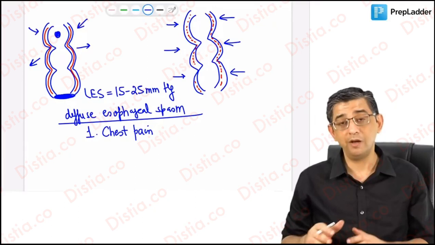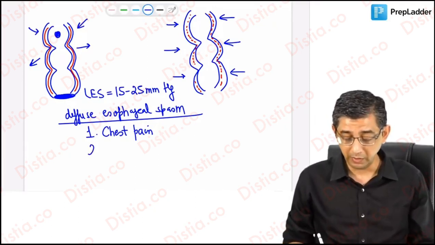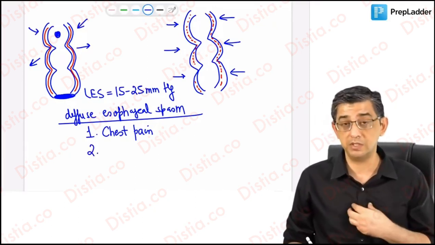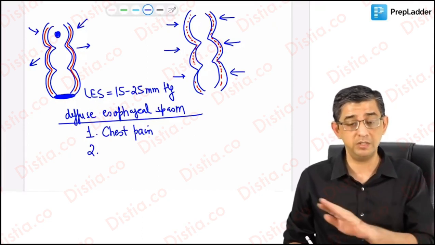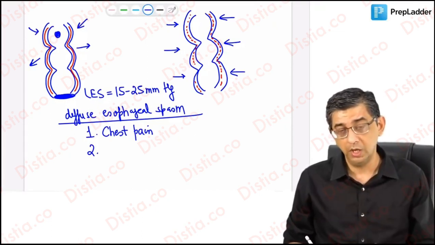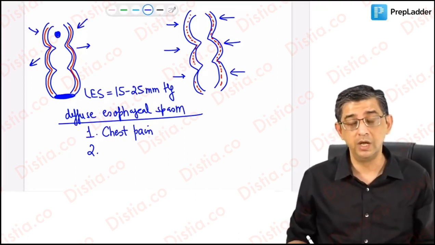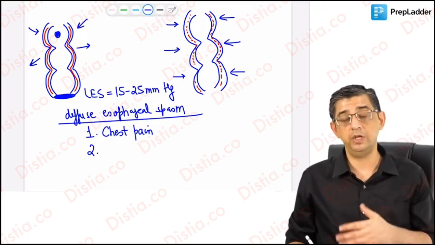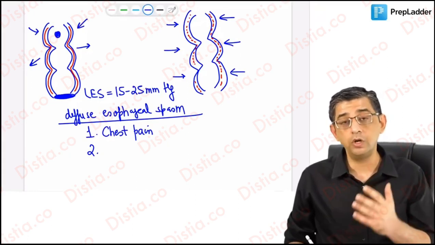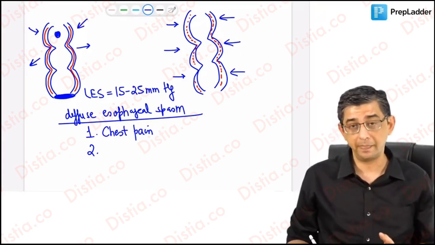So we need to have a high index of suspicion for this condition. Why? Because if a guy has persisting chest pain and the cardiology department has said no cardiologic issue, ECG is normal, stress echo is normal, coronary angiography is normal, and still there is development of chest pain, then you need to think in terms of this being a non-cardiac cause of chest pain.